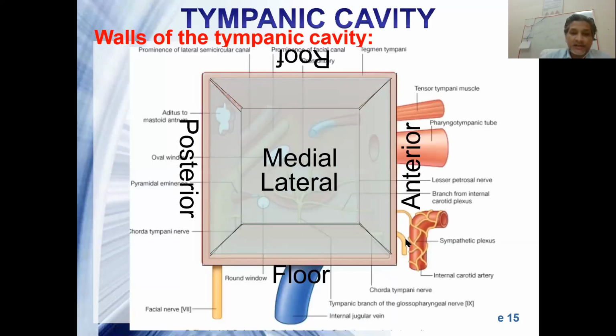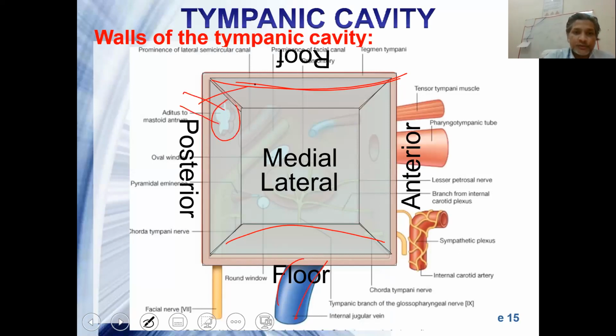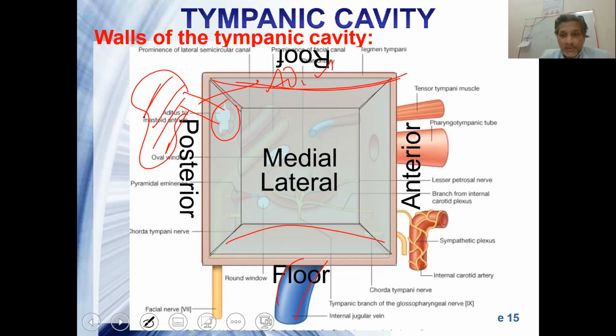So this is by and large the configuration of the middle ear. This is supposed to be the roof, and this is the floor, which is having a jugular bulb in its course. This is the posterior wall, and you can see the opening which will communicate through aditus with the antrum, another large air filled cavity or a cell in the temporal bone.